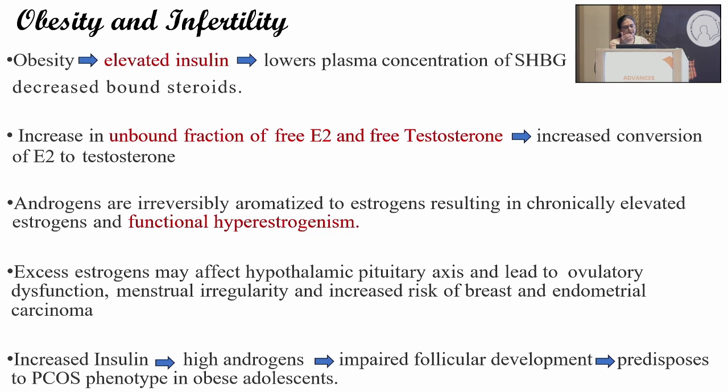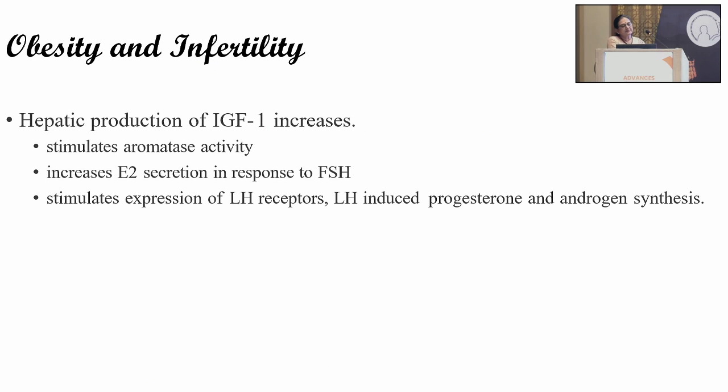And also insulin will lead to high androgens because it acts through the IGF receptors. IGF receptors are again stimulated in obesity, and that will stimulate the aromatase activity, increased estrogen secretion in response to FSH, and LH receptors and increased androgen synthesis through LH. So in sum total what you have is a hyperestrogenism with a hyperandrogenism, which will be similar to your PCOS morphology.